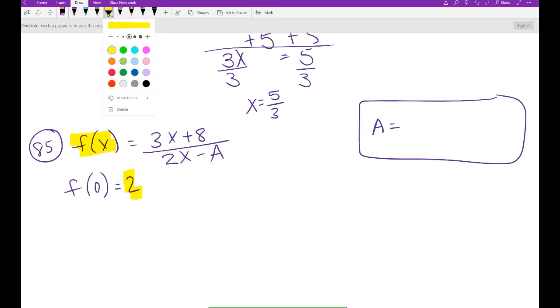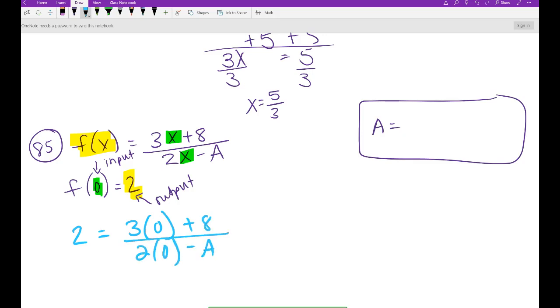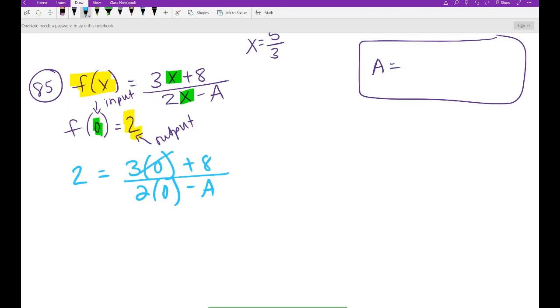Okay, and then I'm going to pick a different color here. Where does this one go? The green. Isn't that the input, class? And this 2 is the output. And then that's all you do, and then you solve. Here we go. Output is 2 equals 3 times 0 plus 8 all over 2 times 0 minus a. These terms are gone, right? So now you really have 2 equals 8 divided by negative a. How do you solve for negative a? What do you do?